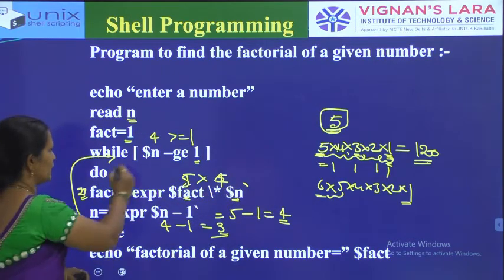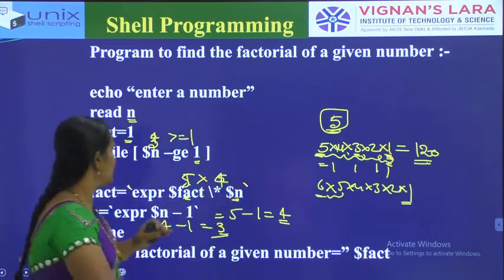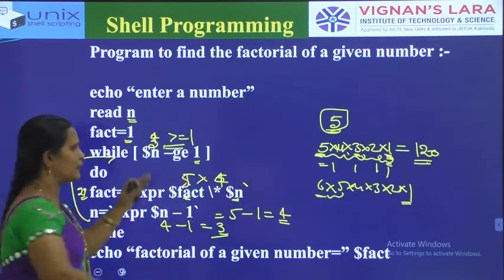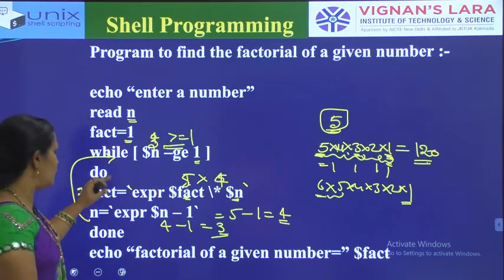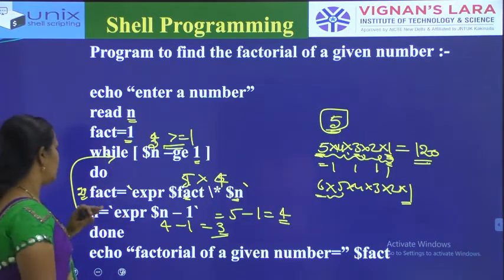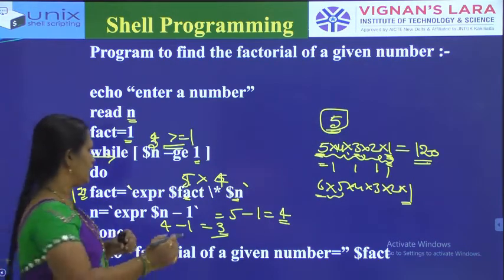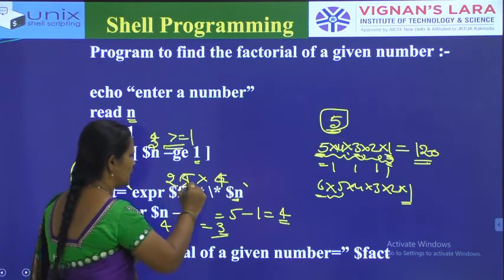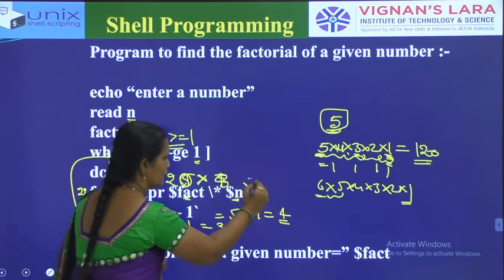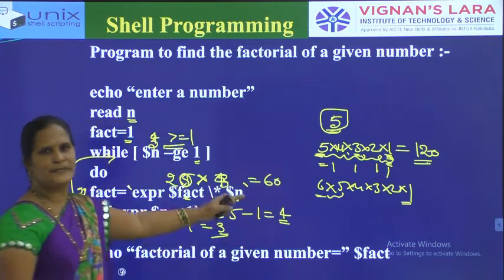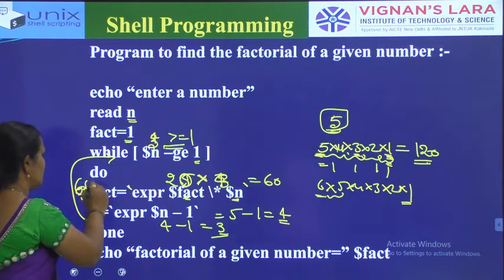Again the control goes here. Now the n value is 3. 3 is greater than or equal to 1. Again the condition returns a true value. Whenever the condition returns a true value, the set of statements specified between do and done are executed. Now what is the value of fact? Fact is 20. The new value of n is 3. 20 into 3 is 60. This 60 is stored in the variable fact. Now the new value of fact is 60.